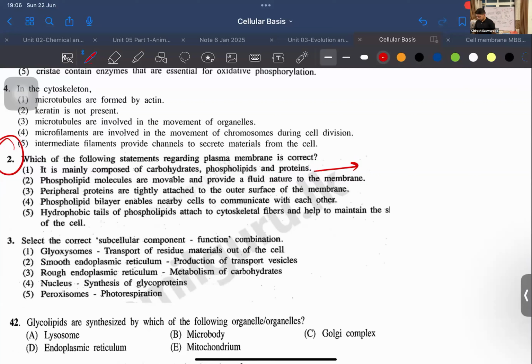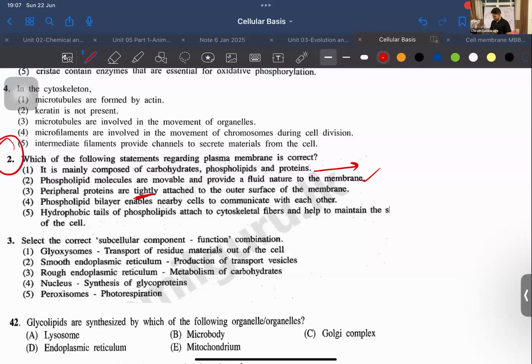Phospholipids are movable and provide a fluid nature. That sounds okay, so for now it is a good answer. Peripheral proteins are tightly attached. No, it says peripheral proteins. What is the definition? Not embedded in the lipid bilayer at all, but loosely bound to the surface. Those are peripheral proteins. So what is wrong? Not tightly, loosely.